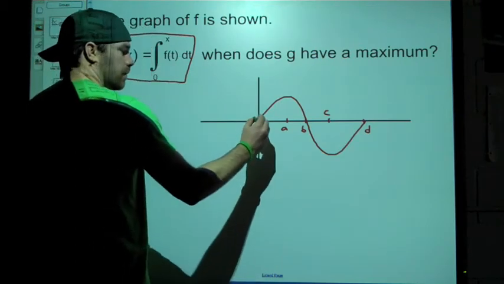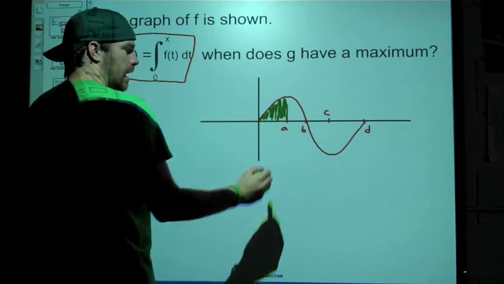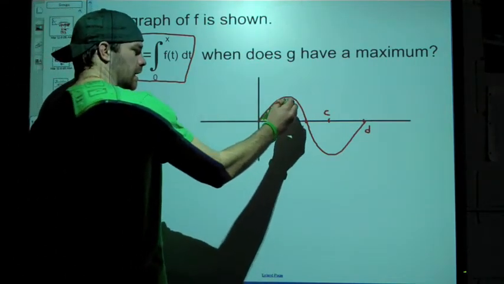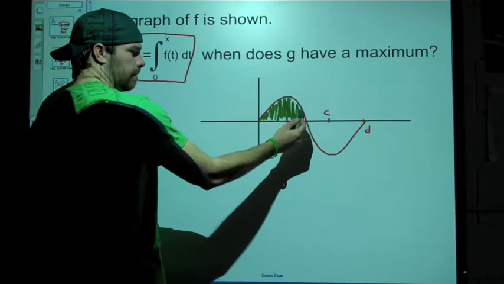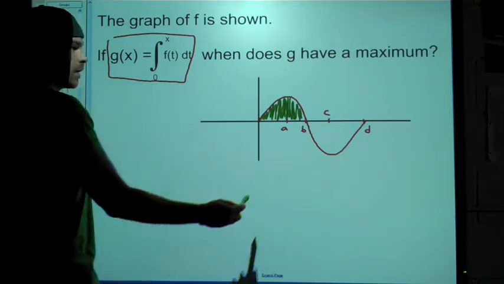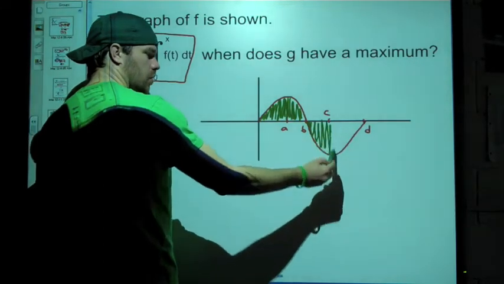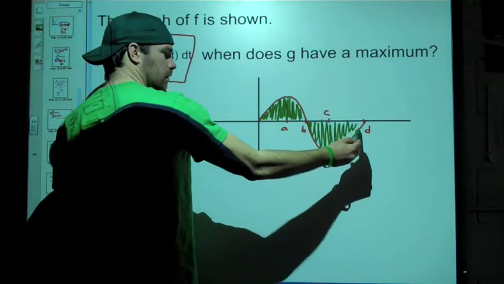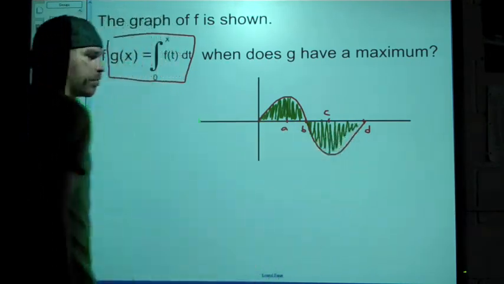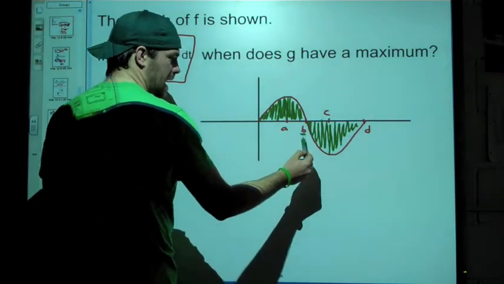Okay, starting at 0, accumulating area, I'm getting area, I'm getting area. I get to this point, I have a lot of area. Keep going, am I still getting positive area? The answer is yes. Now at this point, what type of area am I getting? Negative, this is all negative area. So I have a lot of positive, now I'm getting negative. At what point did I have the most area? At B. B, I had the most area.